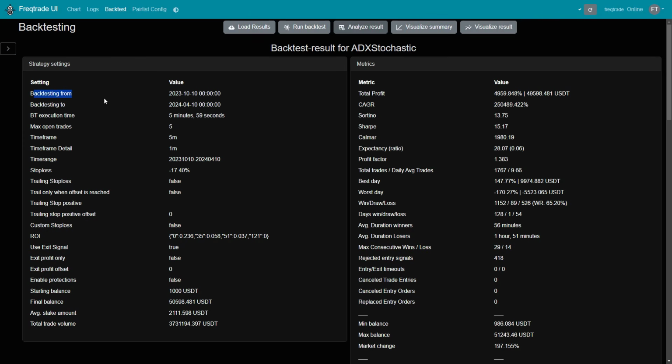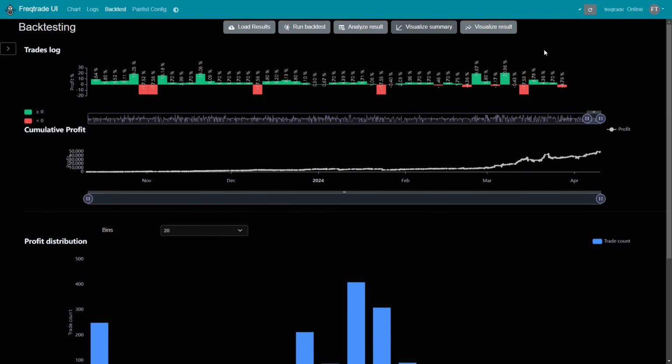The backtesting period is 6 months, and we executed 1767 trades. This equates to approximately 10 trades per day. The total profit stood at a staggering 49.59%, a figure that underscores the potential of this strategy. Next, let's delve into the visualization summary, which gives us a comprehensive overview of the strategy's performance.